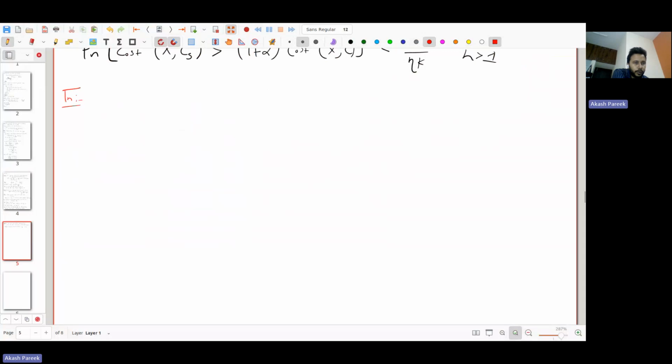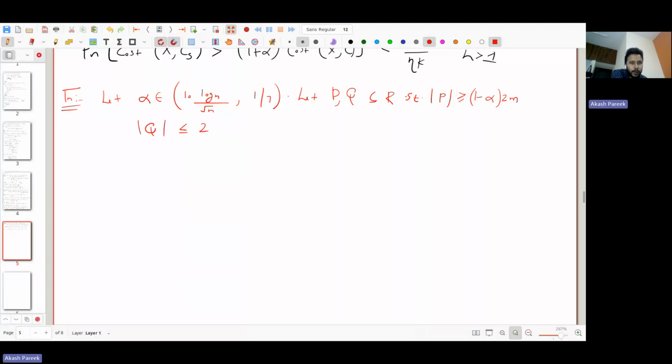We want to prove the following theorem. Let alpha belong to the interval from 10 log n by root n to 1 by 7. Let P, Q be subsets of R, the set of points on this real line, such that the cardinality of P is greater than (1 minus alpha) times 2n, and the cardinality of Q is bounded by 2 alpha n, and X equals P union Q. Right?